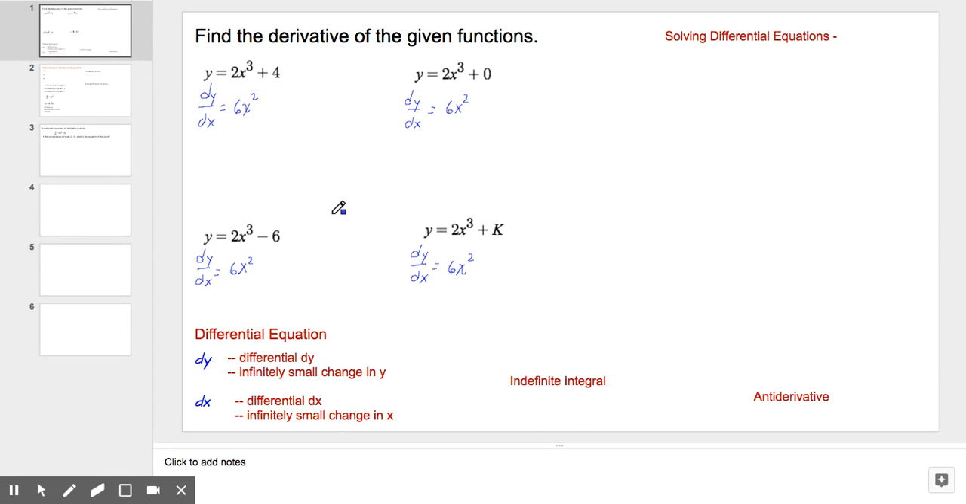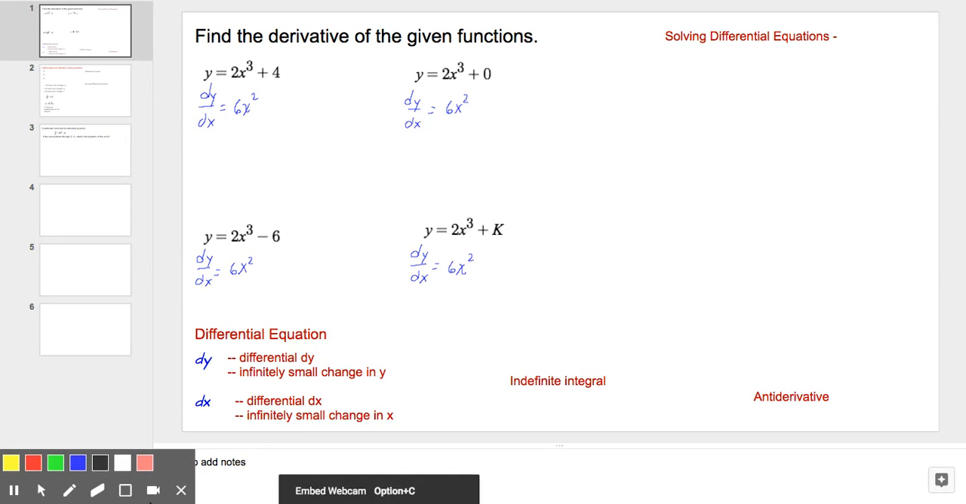We can think of 2x cubed plus 1 having derivative 6x squared. We can have y is equal to 2x cubed plus 1/2. That will also give us a derivative 6x squared. So again, we say that there are infinitely many functions whose derivative is 6x squared. Now, these equations that we got, the derivative, we can call them differential equations.